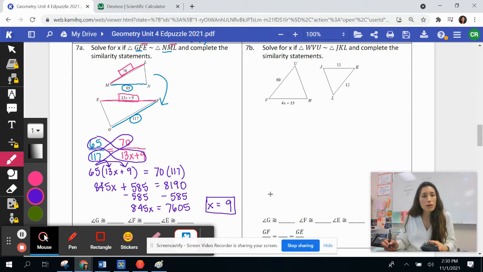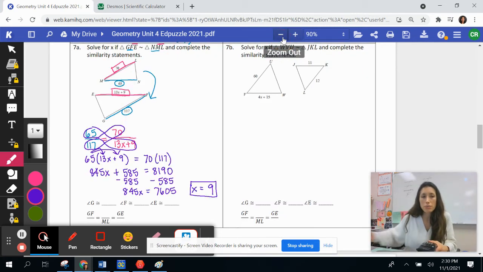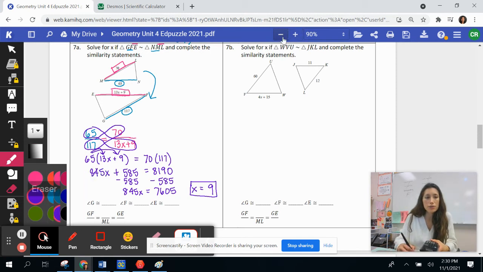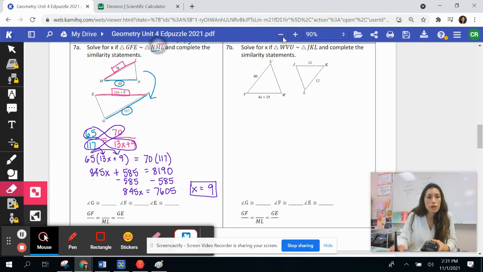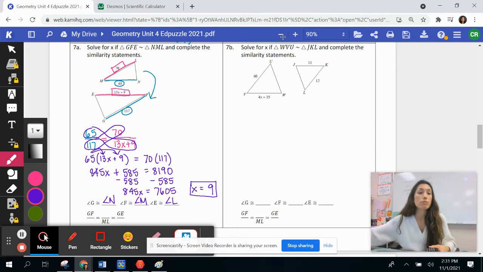Okay. We can also match up all of the angles, and we can use our similarity statement to do that. We can use the diagram. I like to use my statement to do that. So it's like first letter goes with first letter. Angle G would match up to angle N, first letter, F matches up to M, and E matches up to angle L. And then you got to do the side proportional statements as well.